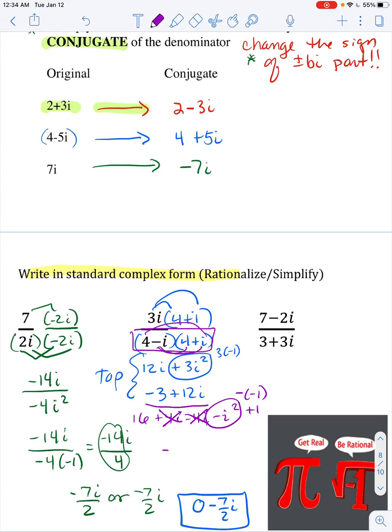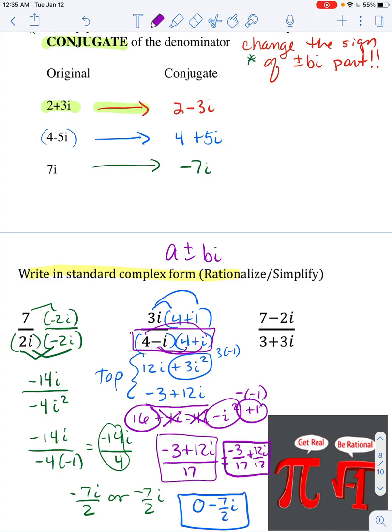So when I'm all done, I've got negative 3 plus 12i on the top over, and actually I'm going to write them as, well, 16 from here plus 1, so 17. I'm not going to be real picky about this, but technically you would write that as negative 3 over 17 plus 12 over 17i. You would separate them out so that you have that true a plus or minus bi form.